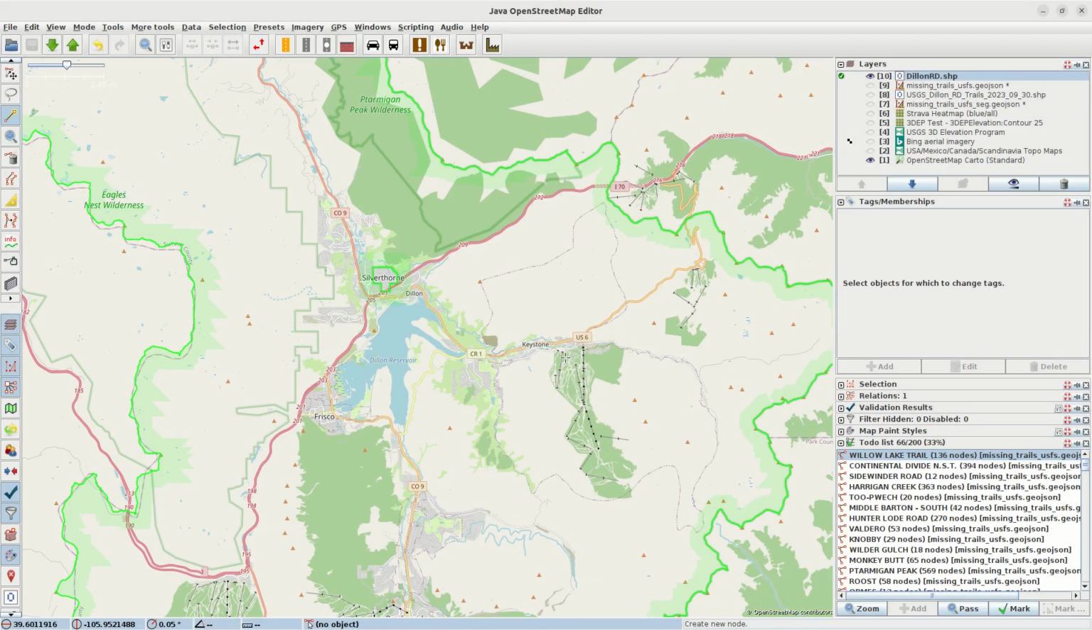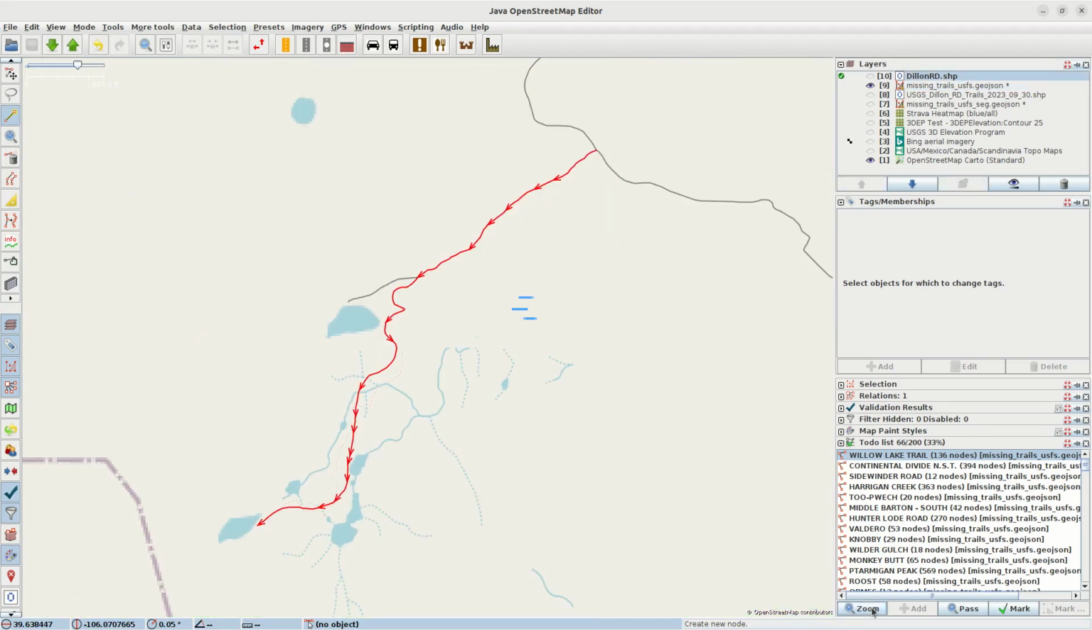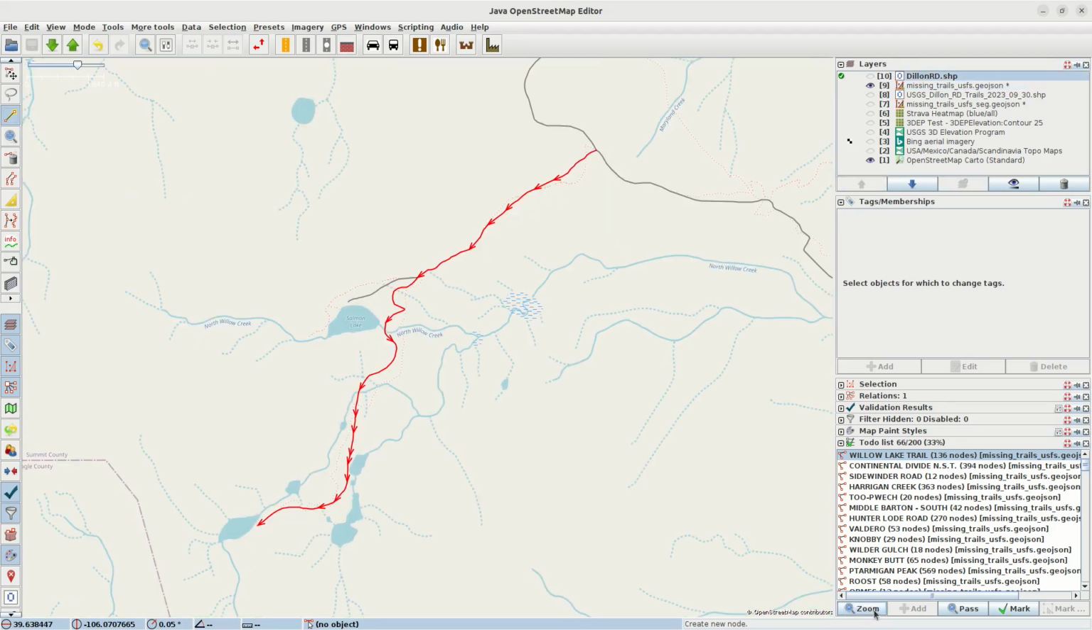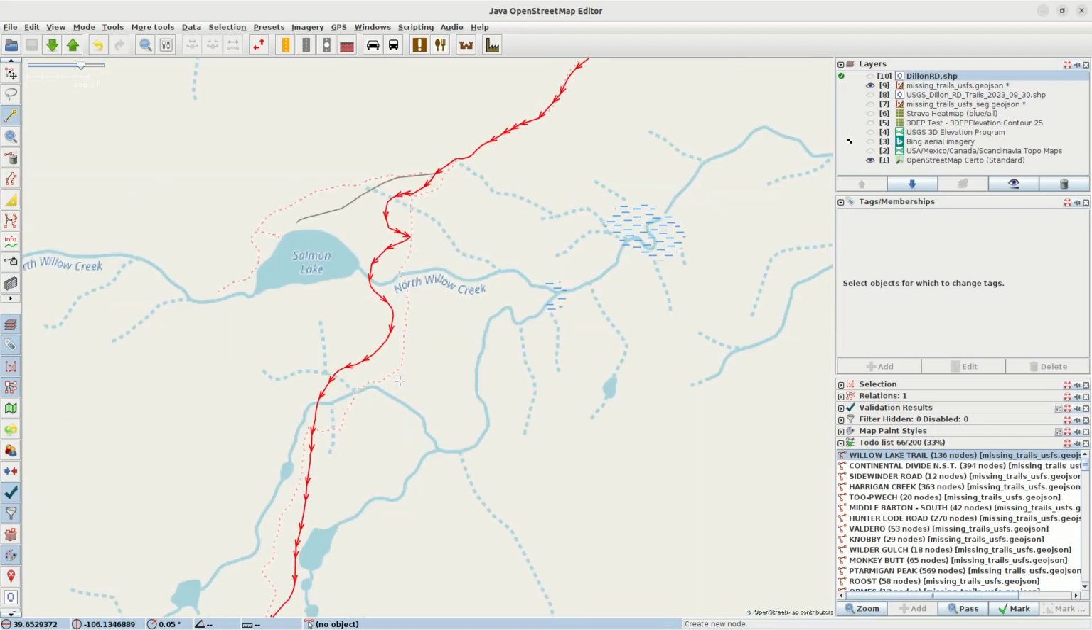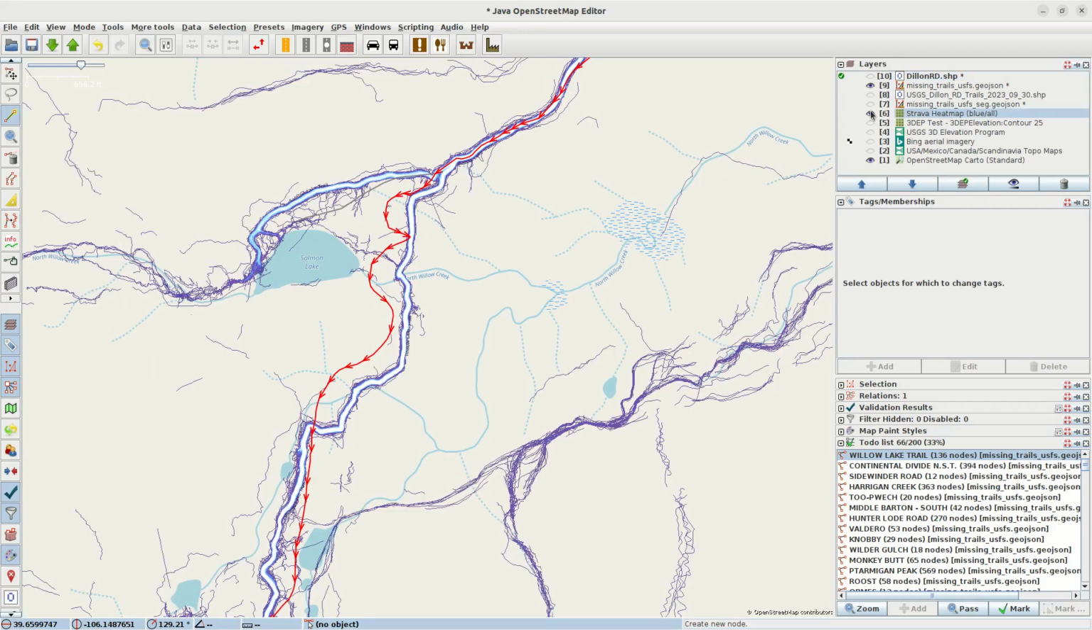So I have a few examples, so let's get started. All right, this is the Willow Lake Trail, and you can see that OpenStreetMap has a different depiction of it, and that distance between the two is about 300 feet. If I turn on the Strava heat map, you can see that everyone's traveling along the route depicted by OpenStreetMap and not the route depicted by the Forest Service.